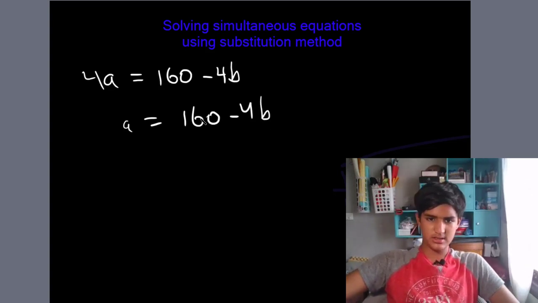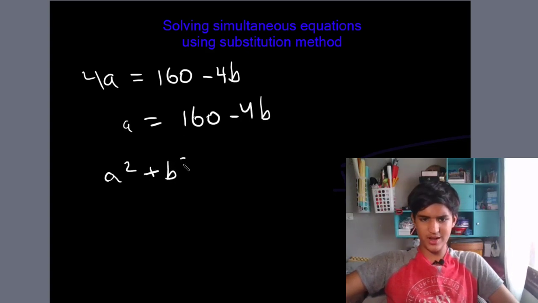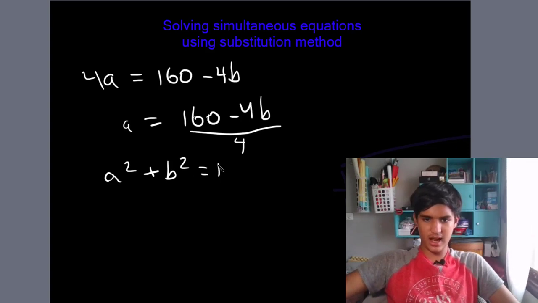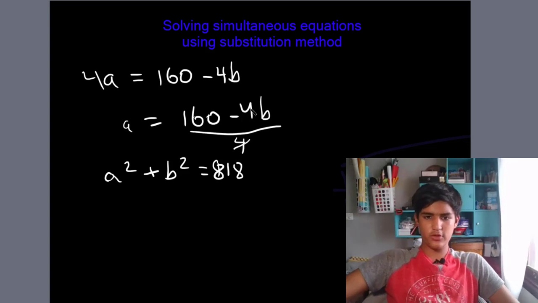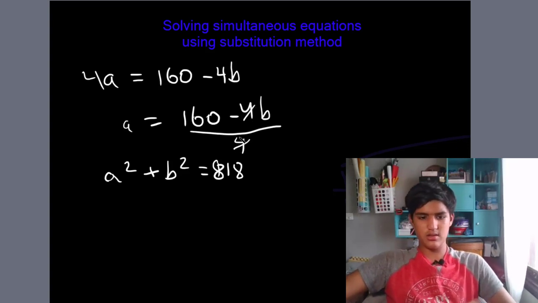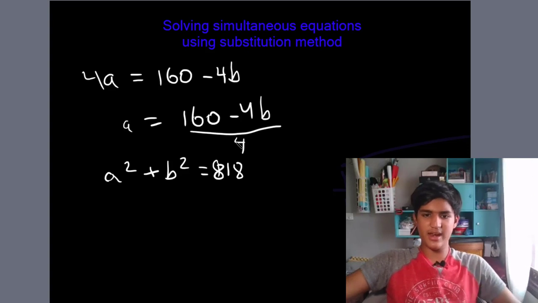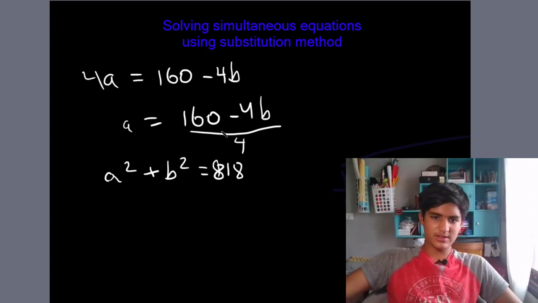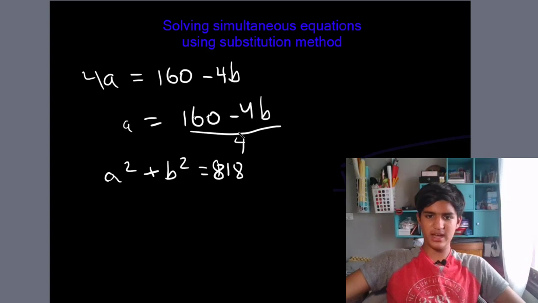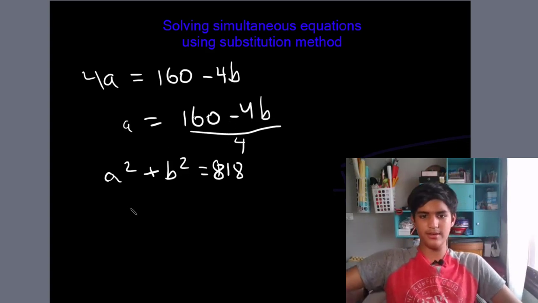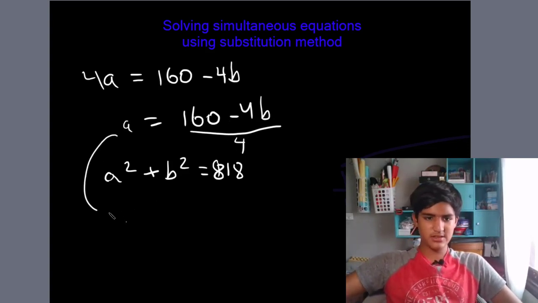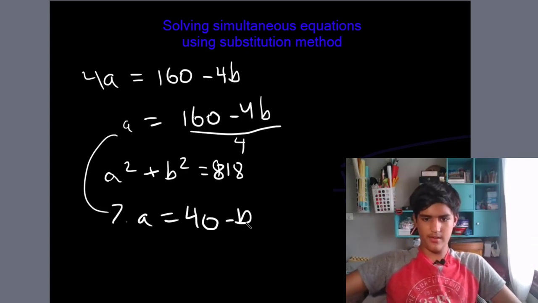But how do we put this value of A into an equation which looks something like this? Well, 4 and 4 will be cancelled. That means, but we won't really cancel it, we're dividing it. So 160 divided by 4 is 40, and 4B divided by 4 is B. That means A is equal to 40 minus B.